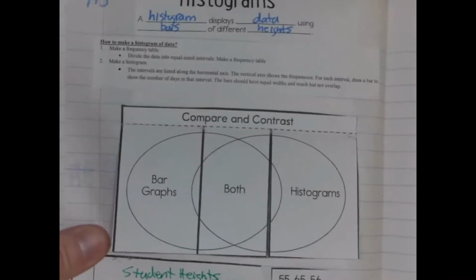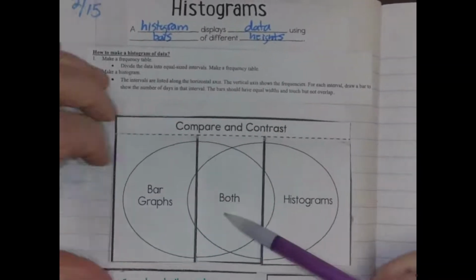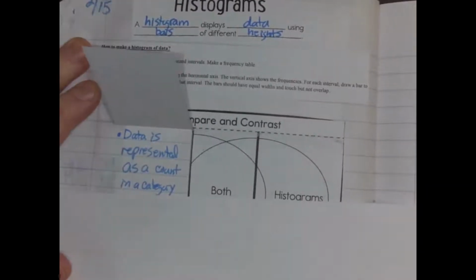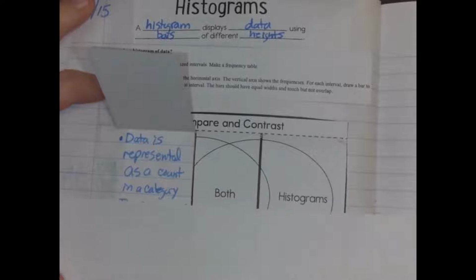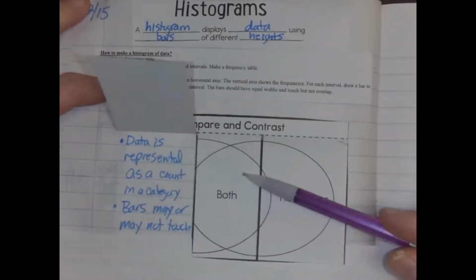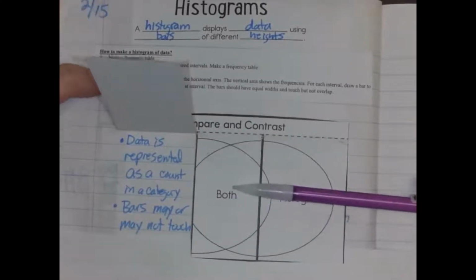Now that's one thing that I want you to write down about bar graphs, is that bar graphs data is represented as a count in a category. So I want you to have that down. The next thing is the bars in a bar graph may or may not touch. A lot of times they won't touch, but they can or they can't.